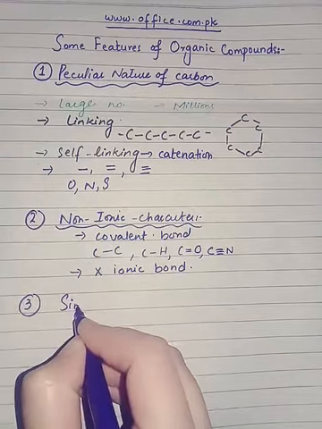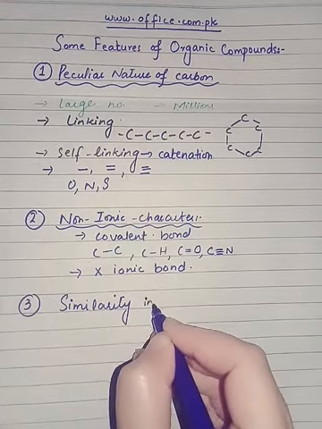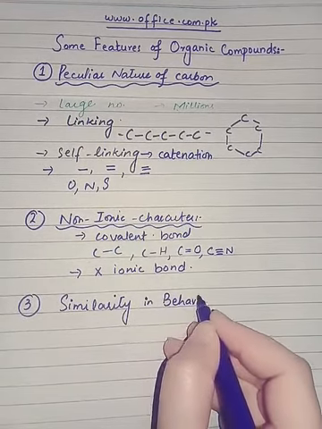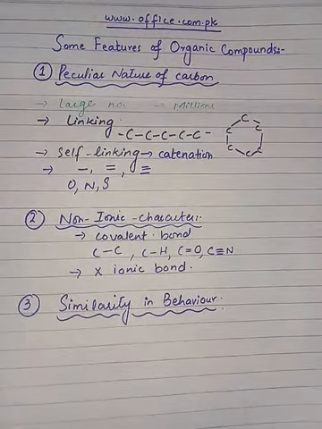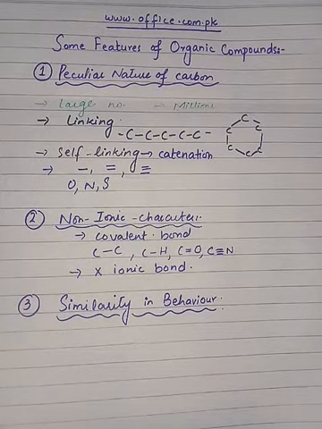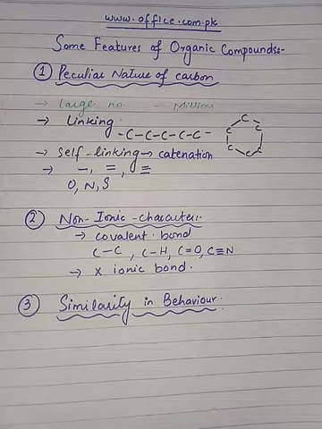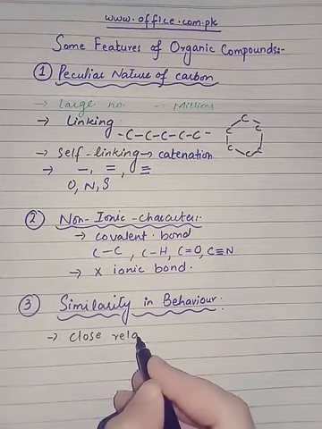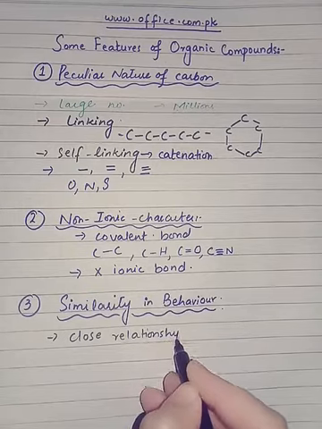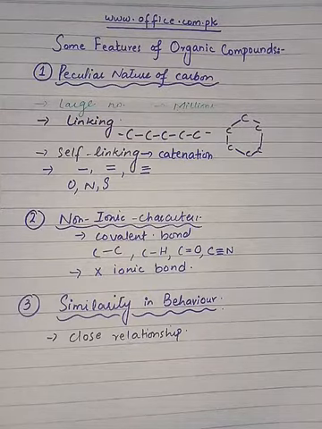Now the third property is similarity in behavior. All the organic compounds have the basic element carbon present in them. Because of that, there is a close relationship between different organic compounds, because their parent element is the same. This can be exemplified by the existence of homologous series.